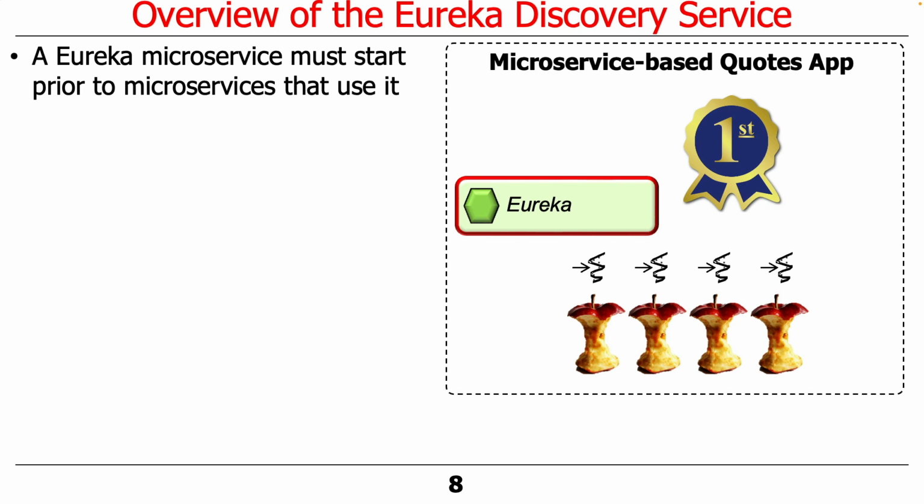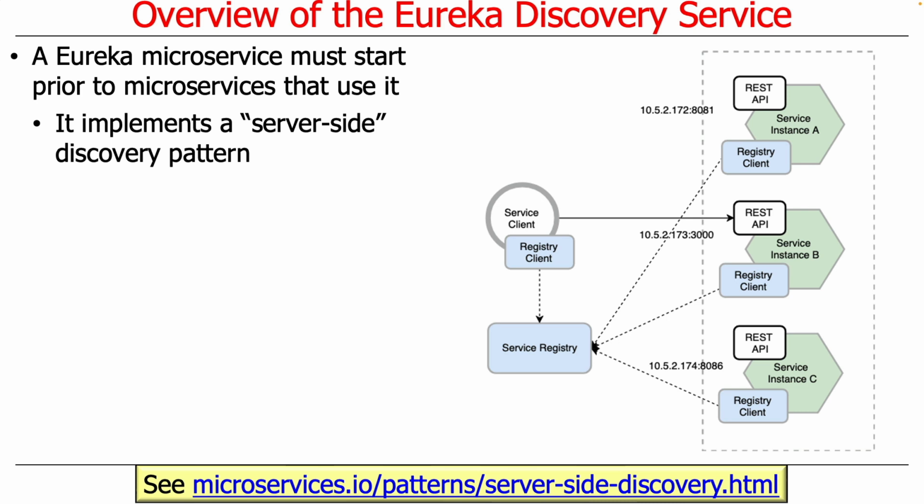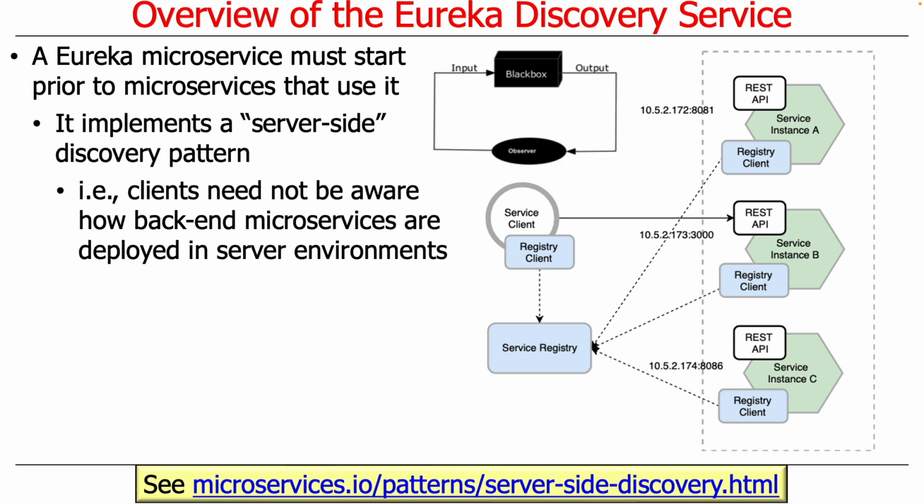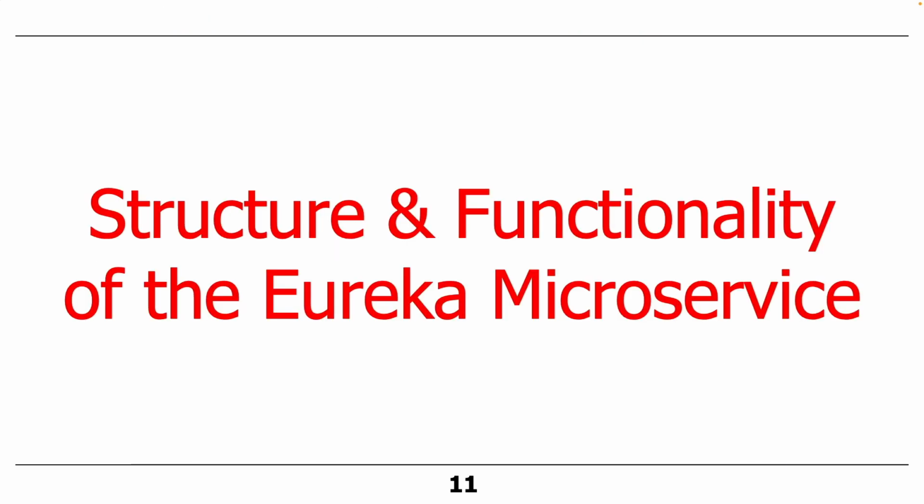No surprise there. This particular use case uses what's called a server-side discovery pattern. That just means that these things are all hidden from the client. The gateway is what's doing all this stuff. And it's essentially a black box. So clients don't know, don't care, can't know, can't care how the back-end microservices are actually deployed. That's up to the people doing the deployment and orchestration on the server side.